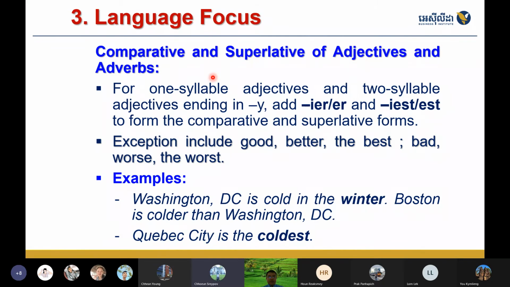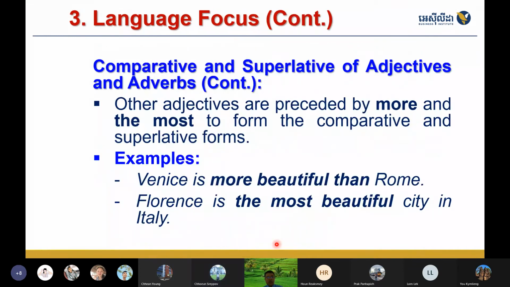Language focus: comparative and superlative adjectives and adverbs. For one-syllable adjectives and two-syllable adjectives ending in y, add -er or -ier and -est or -iest to form the comparative and superlative forms. Exceptions include good, better, the best; bad, worse, the worst. Examples: Washington DC is cold in the winter. Boston is colder than Washington DC. Quebec City is the coldest. Okay, continue.